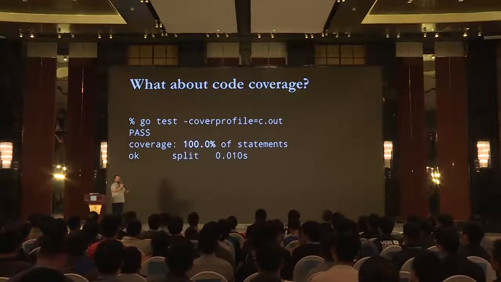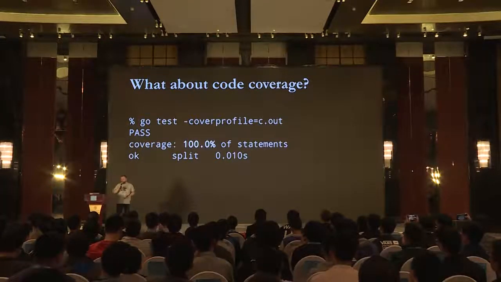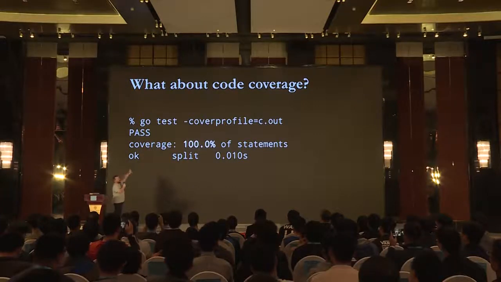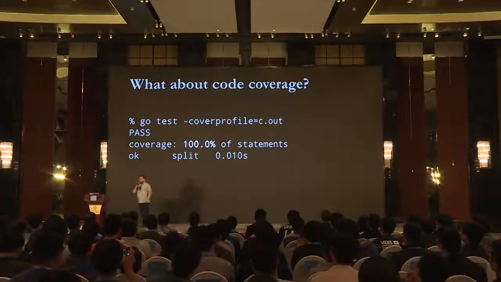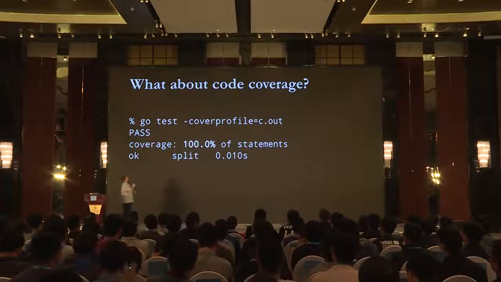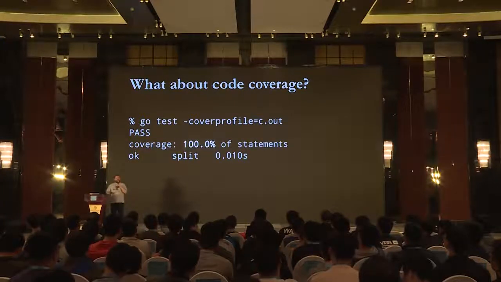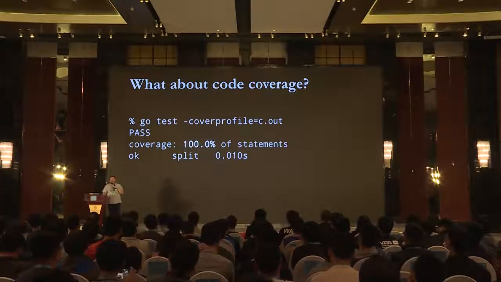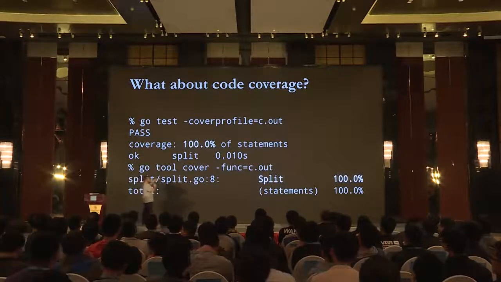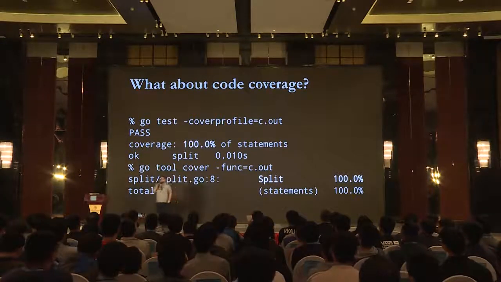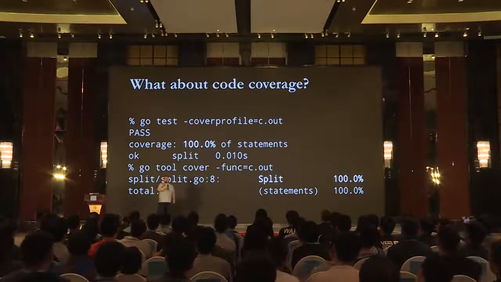The next question is, well, what about code coverage? Luckily, the Go tool has built-in code coverage, and we invoke it just like this. go test, just like before, with -coverprofile, and we give it the name of a file to put the coverage in. Now, it helpfully prints out a summary of the coverage and says we have 100% here. That's not really surprising because this isn't a very complicated function. If we want to dig into the coverage, we have a second tool, go tool cover, and we give it the file that we just made. And it will break down the coverage by function.